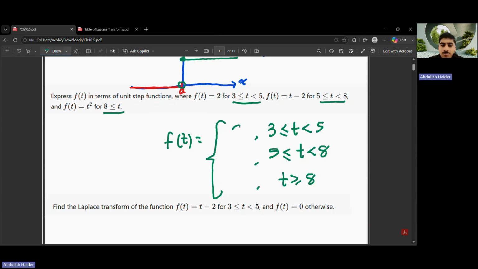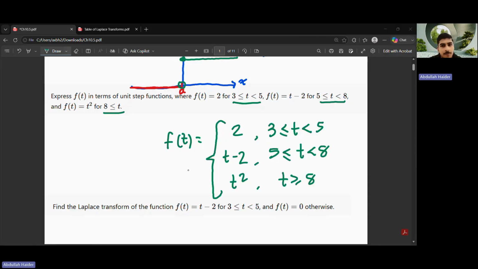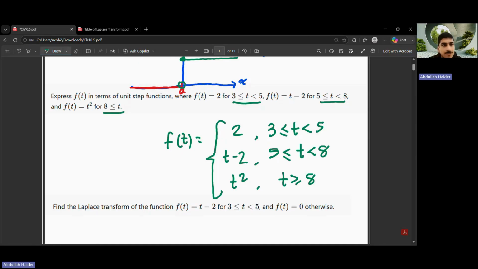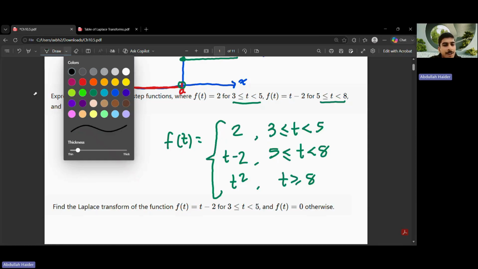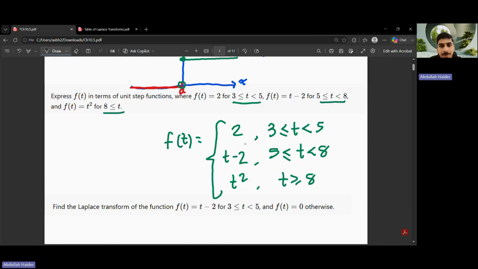And you simply write the functions: 2, t minus 2, and t squared. So we need to express f(t) in terms of unit step functions. A strategy to deal with this is that your answer will be in the form of 3 parts. This will be your part 1. This and this will form your part 2. This and this will form your part 3. So this is 1, this is 2, this is 3.